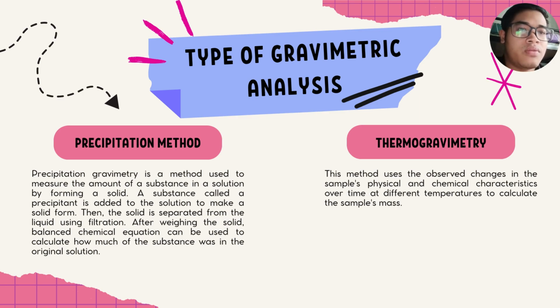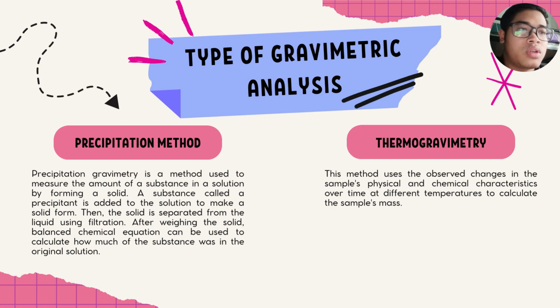Then, the solid is separated from the liquid using filtration. After weighing the solid, a balanced chemical equation can be used to calculate how much of the substance was in the original solution. The second one is thermogravimetry.